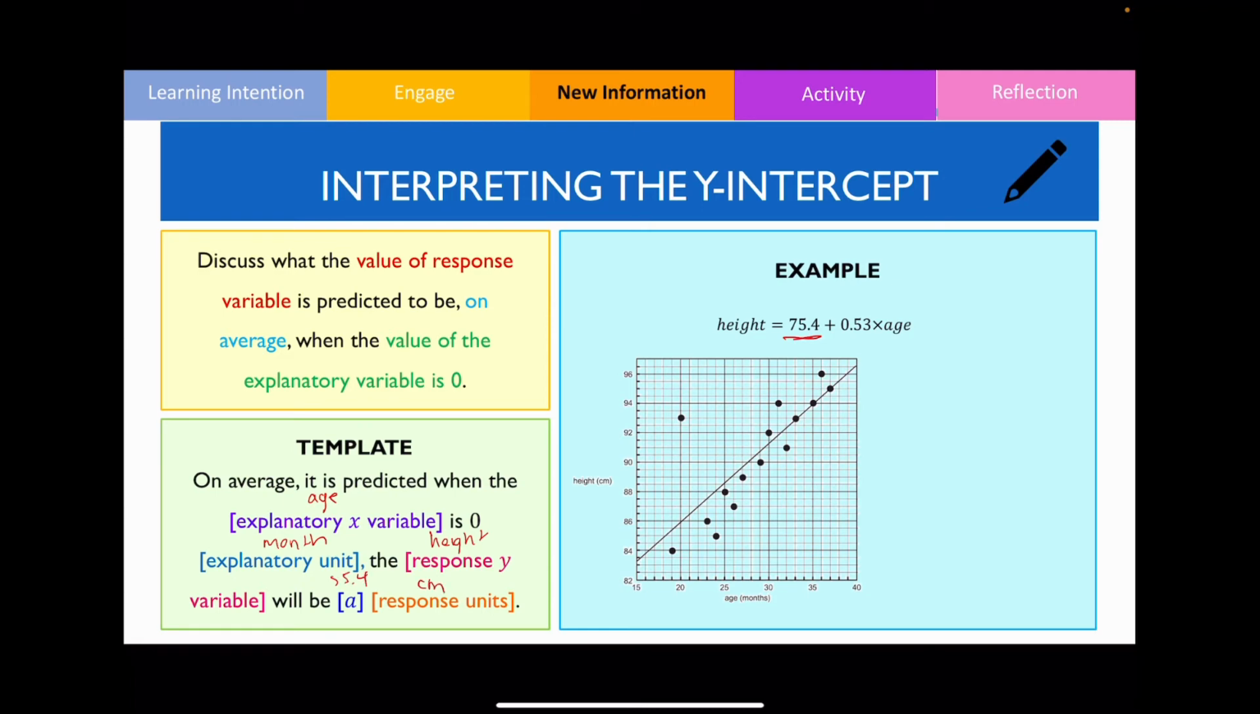So therefore, if I was to put my answer together, it's going to be, on average, it is predicted when the age is 0 months, the height will be 75.4 centimeters. As you can see, using the template is pretty straightforward in answering these types of questions. Let's look at another example.